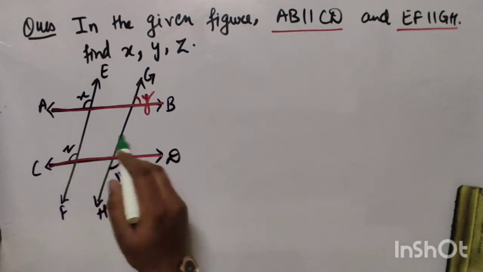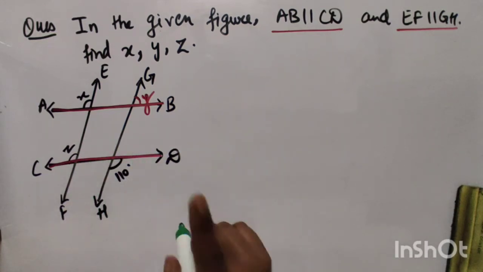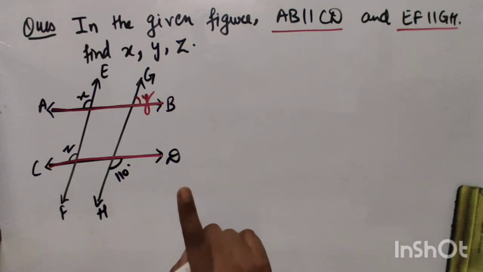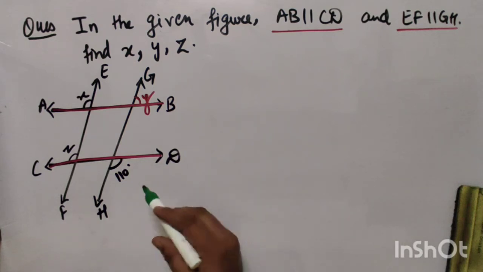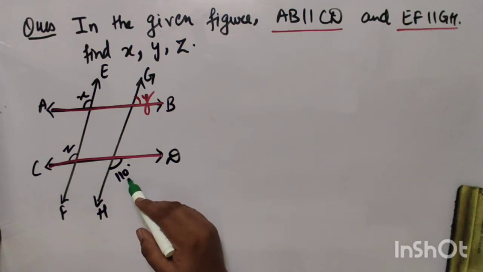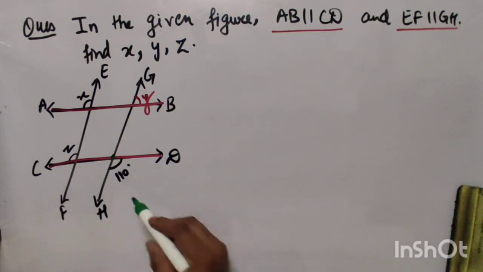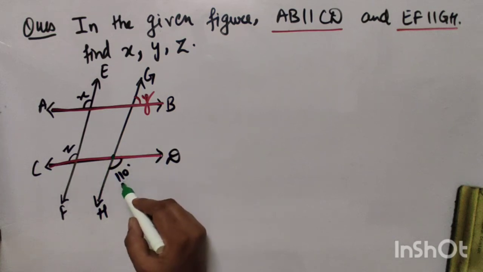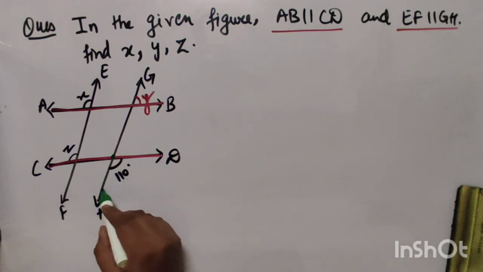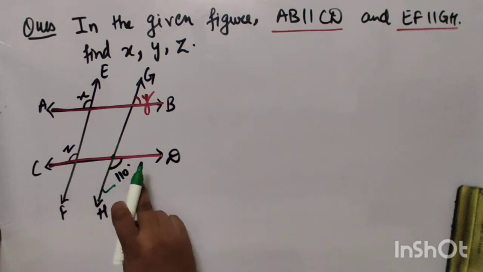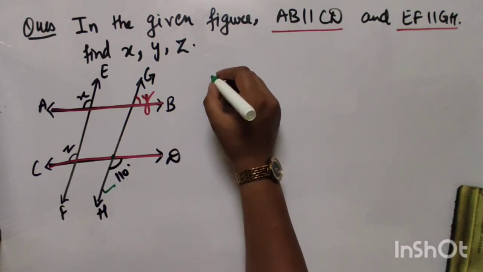So it means that we have two transversals here, but at one time we will consider only one transversal. So let's start with this only, because as we can see here, we have this angle 110. This point is given. At this point a 110 angle is formed, so we are going to use this transversal first in this case.